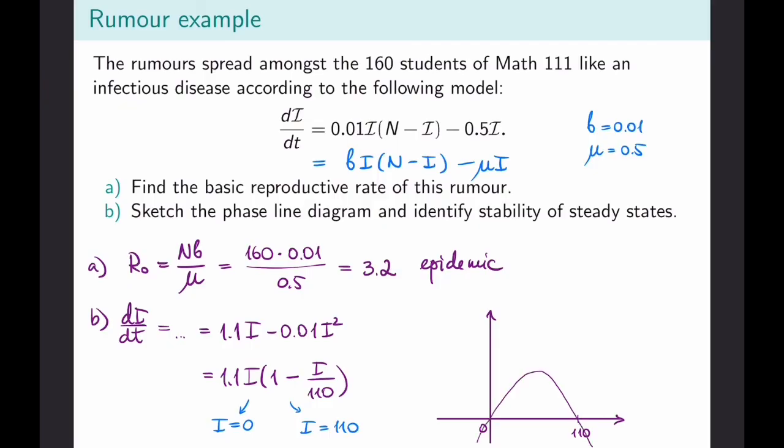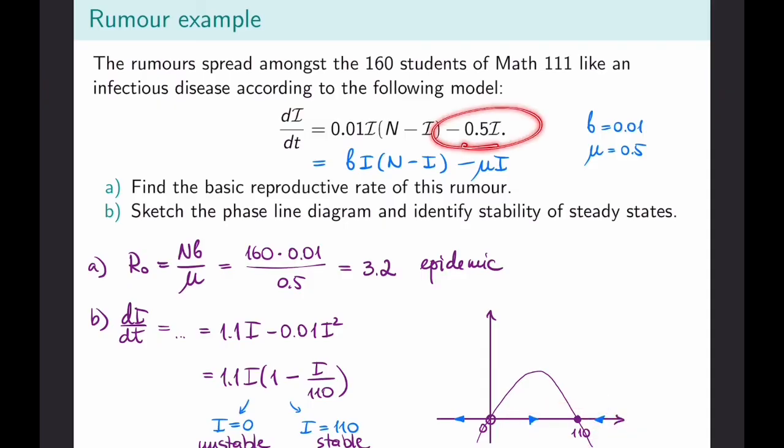And now, placing arrows on it, I see that I'm going to the left when it's below the axis, to the right when it's above, and to the left when it's below, making 0 an unstable steady state and 110 a stable steady state. So 0 is unstable, 110 is stable, which confirms the fact that this is in fact an epidemic. This means that in the long run, 110 people will be hearing the rumor.